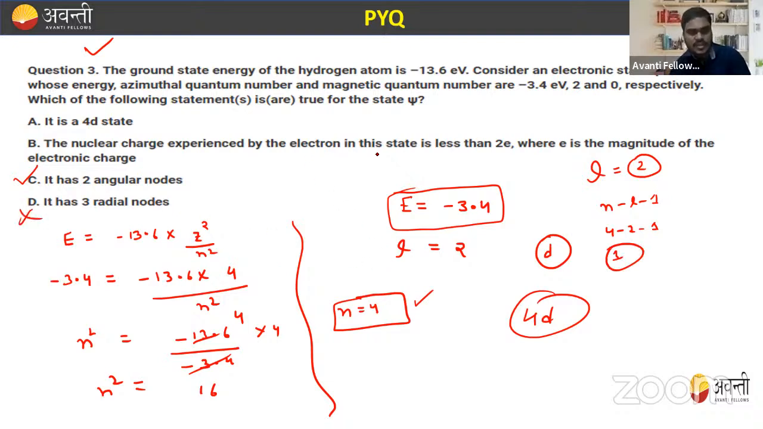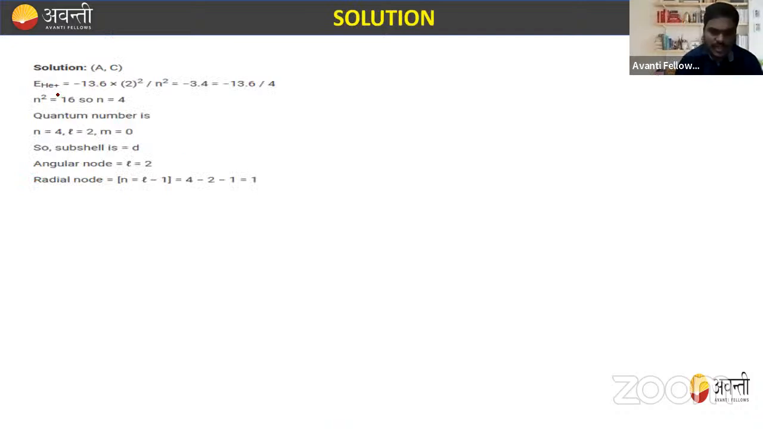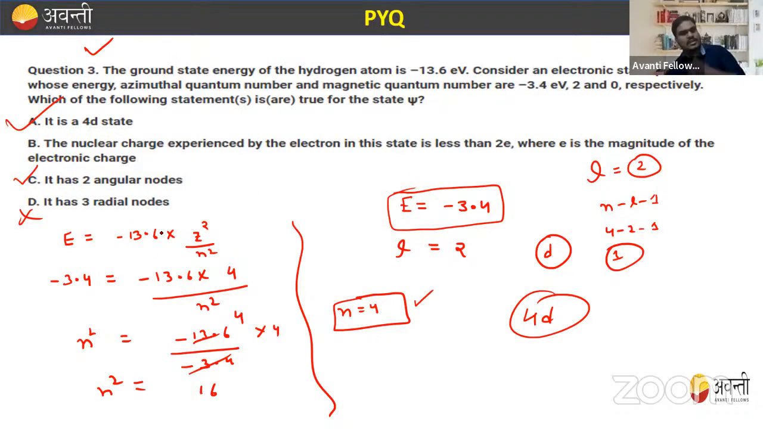The nuclear charge experienced by the electron in this state is less than 2e, where e is the magnitude of electronic charge. It is a 4D state. These two statements are correct, right? So both A and C are absolutely correct. This is the way we can solve this question. This is the formula for solving it, and it is a 4D state with two angular nodes.